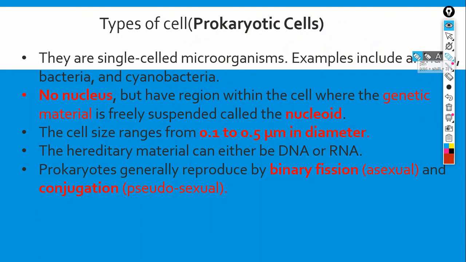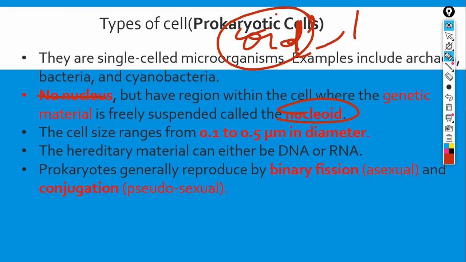Now, we said they have no nucleus, but they have a region within the cell where the genetic material is freely suspended, called the nucleoid. In fact, anytime you hear the word ending in oid, it means like. Sometimes it could be like false, as in it's not the original type, but it's like it. So a nucleoid means it is not a nucleus, but it is a structure that looks like the nucleus.